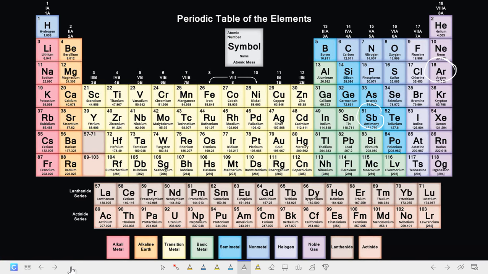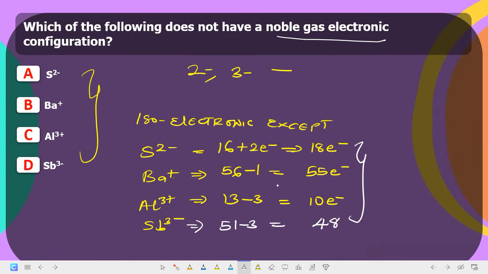So we come back here and say, okay, 18 is argon. Now this is supposed to be 3 plus. Okay, 3 minus means it gains electrons. Sorry, that was my mistake. 3 minus means it gains 3 electrons. So 51 plus 3 is what? It is 54. Sorry about that. So 18 is argon. So this has a noble gas configuration.